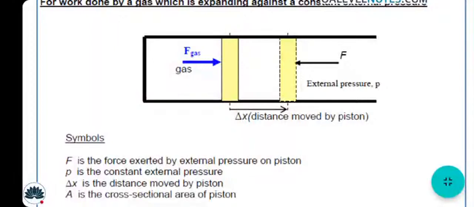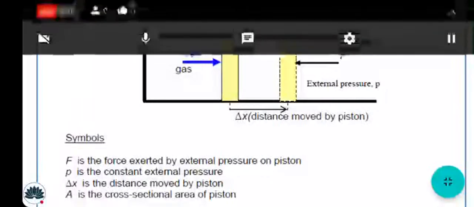So this is the gas, and the force exerted by the gas is shown by the blue arrow, while the black arrow shows the force from the external pressure. All right. So, what does it mean? That the force of gas has traveled a distance, moved.